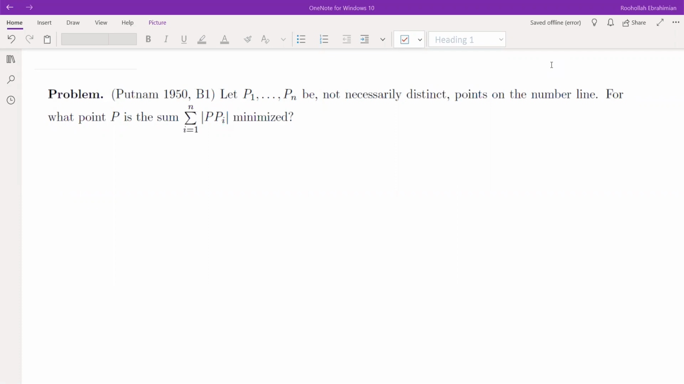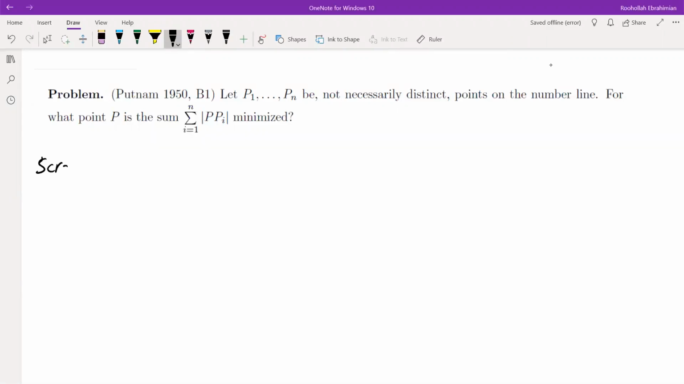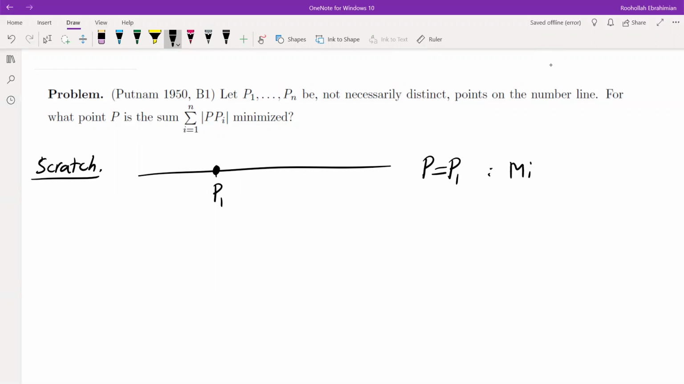So we have n points on a number line, and we are trying to minimize the total distance of those n points to a given point. So what is changing is this point P, and the points P1 through Pn are given. Let me start by trying this as usual for different numbers of points. If I have one point P1, then clearly the only point that is going to give us the minimum is P. So P equals P1 gives you a minimum of 0.